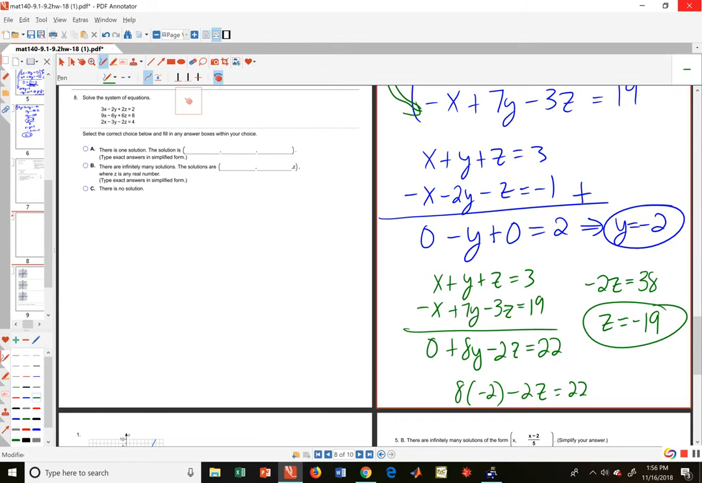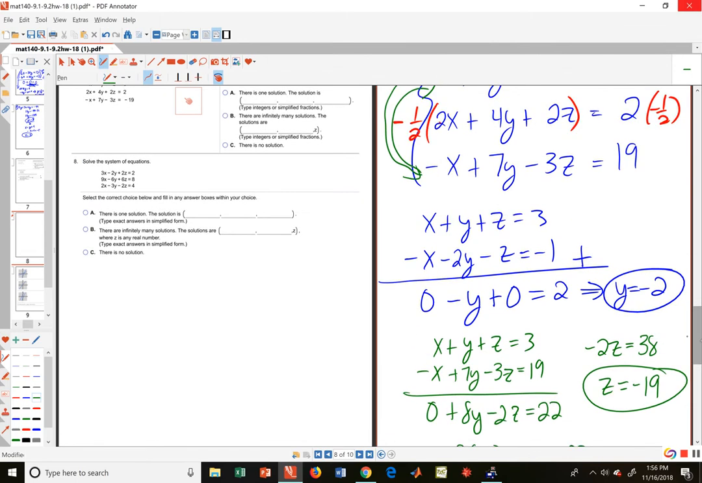But so now we know what y is. We know what z is. Now I'm doing a little bit of elimination. The first step was elimination. The second step was a little bit of elimination and a little bit of substitution. I substituted in what y was. We knew what y was.